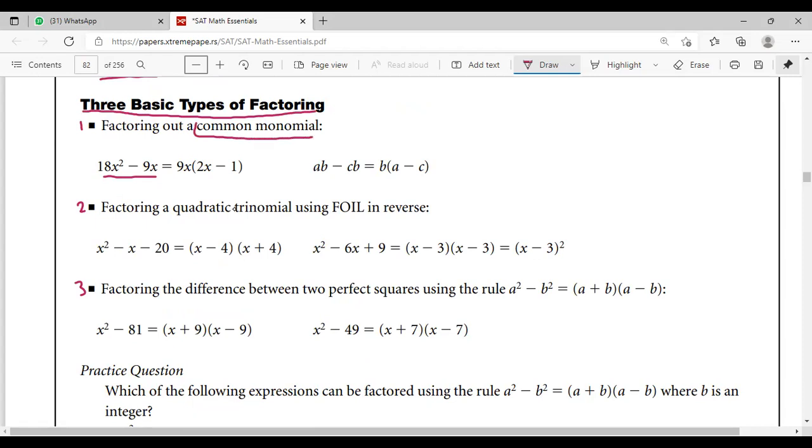Okay, so in both of these, 9x is a common term, it's a monomial. So this is how you do it, right? We'll take 9x common, we'll be left with 2x and 1. And this is how we factorize, right? This is the first type. And this is the general one. So we can take b common and we'll be left with a minus c. Okay?